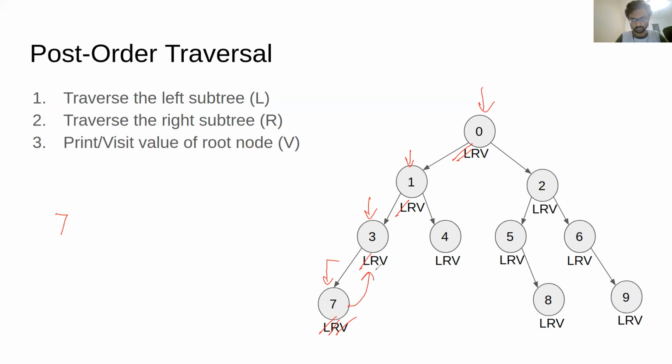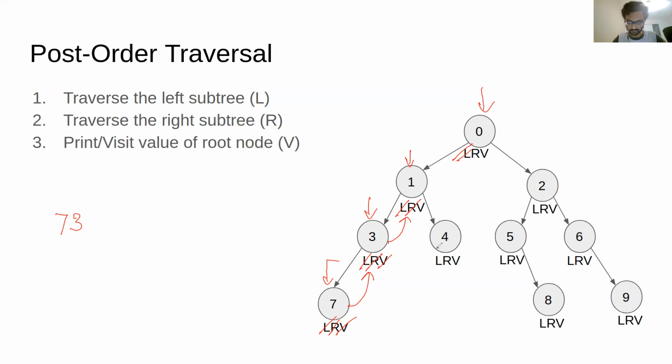So the output is 7. We come back to 3 again. We check if 3 has a right subtree, which is no. So R gets cancelled. So we visit 3. So the output is 3. LRV is complete. We go back to 1, the parent of 3. Do we have a right subtree? Yes. We come to 4.